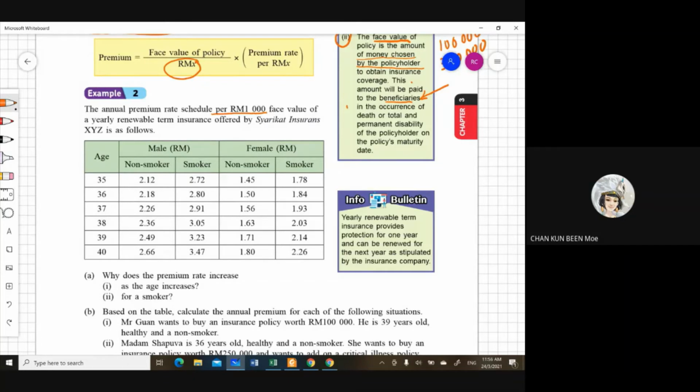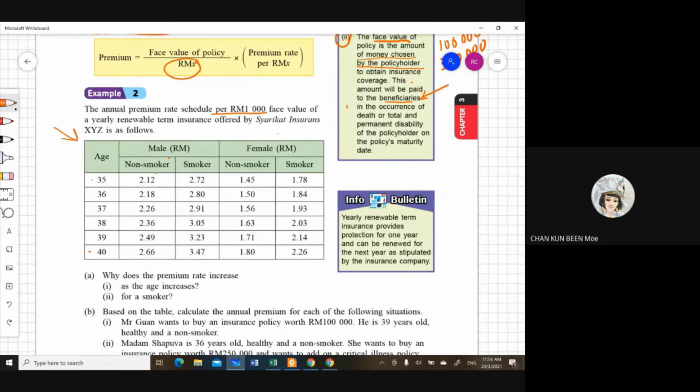Sorry. That's the face value. Okay. Now we look at this table here. So from age 35 to 40, that differentiates the male and also female, non-smoker and also the smoker. You can see the rate is given over here.